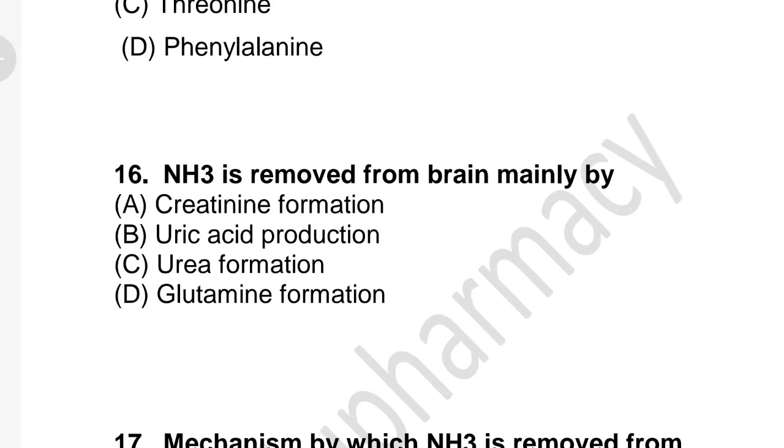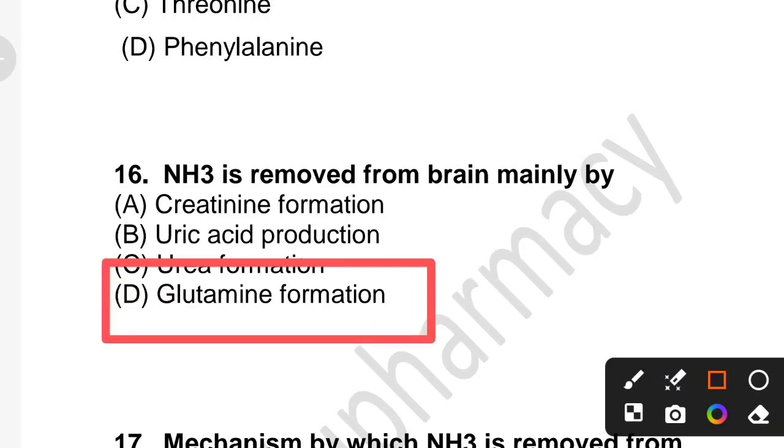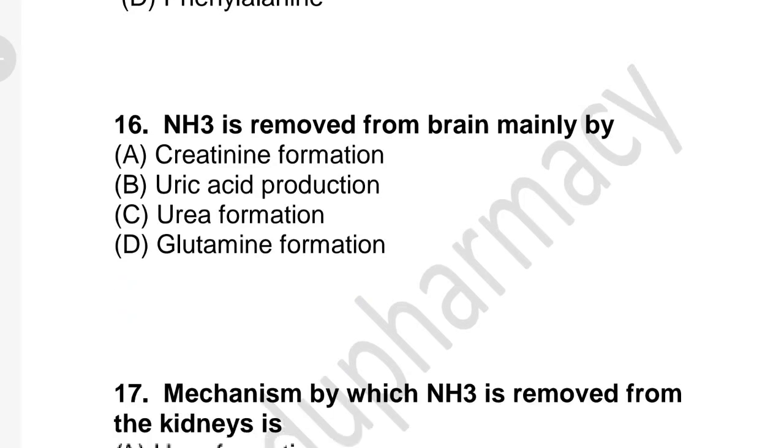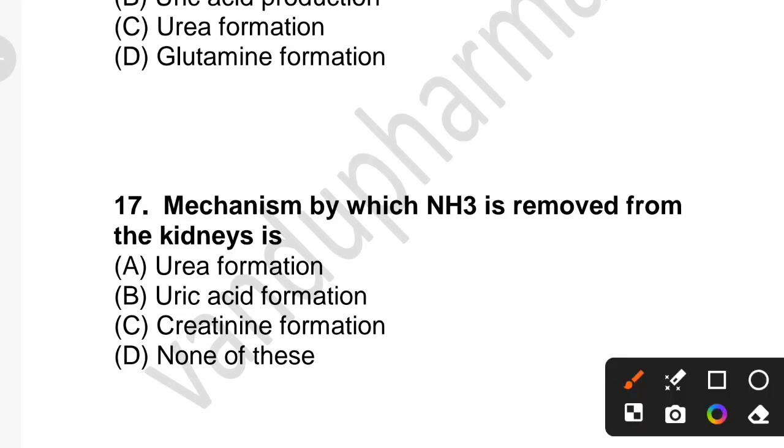NH3 is removed from brain mainly by option A creatinine formation, option B uric acid production, option C urea formation, option D glutamine formation. Right answer is option D, glutamine formation. NH3 is removed from the brain mainly by glutamine formation. Mechanism by which NH3 is removed from the kidney is option A urea formation, option B uric acid formation, option C creatinine formation, option D none of these. Right answer is none of these.